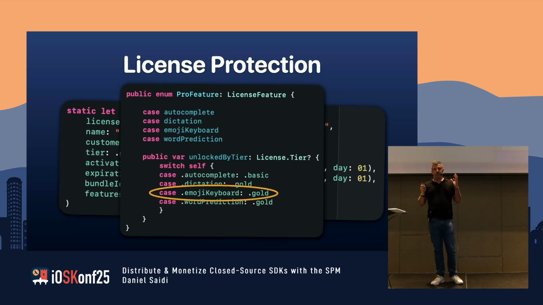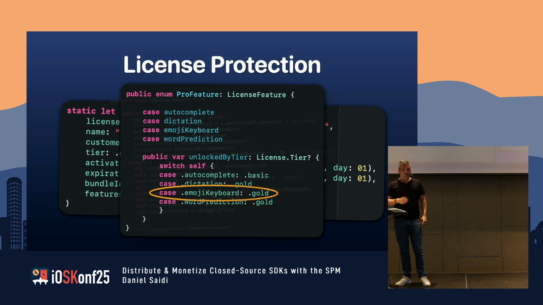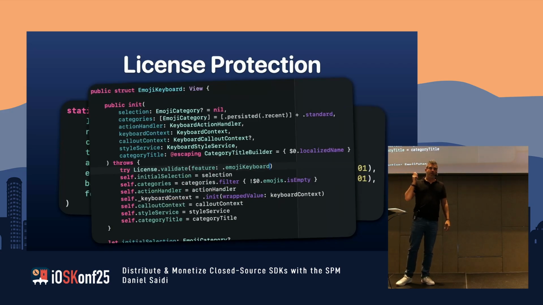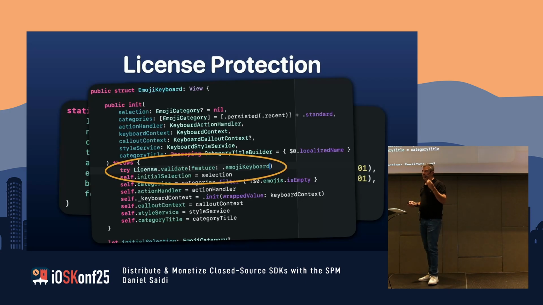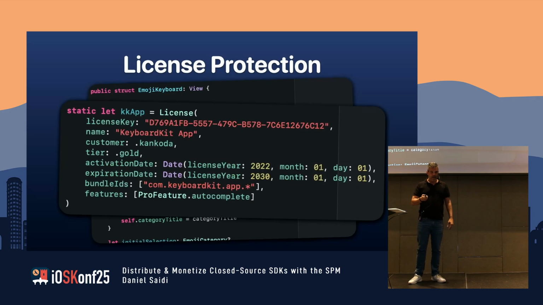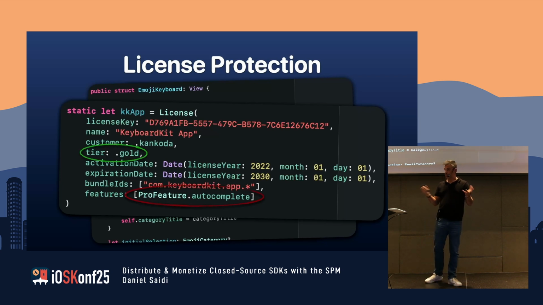The emoji keyboard requires a gold, either that the feature is added to the license or that you have a gold license. So what we can then do is that the emoji keyboard view is created with a throwing initializer. And inside the initializer, we actually validate the license for this feature. And if the feature fails, then we throw an error and the view is not created in the first place. So if we go back to the license that we had, you can see that this is a license with just one feature. So this doesn't validate, but since it's a gold feature, it does. So now we can use the emoji keyboard.